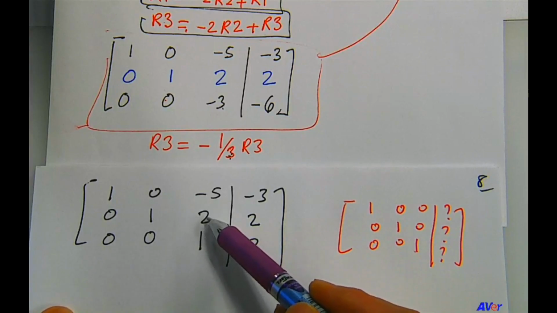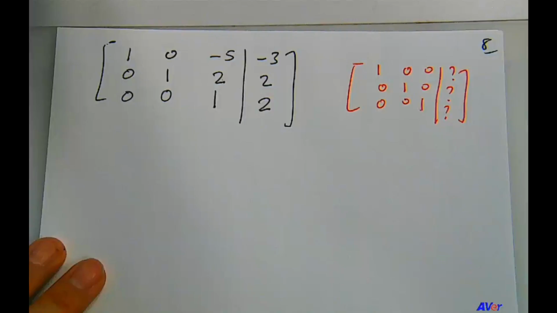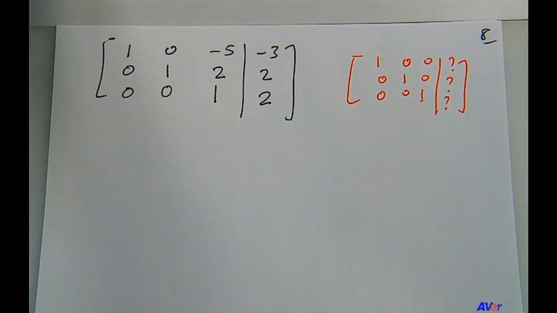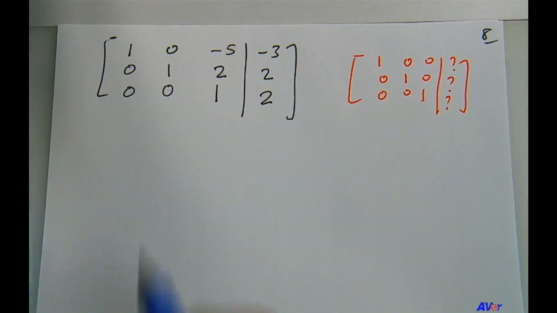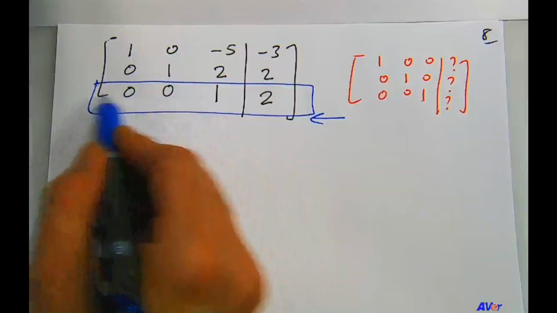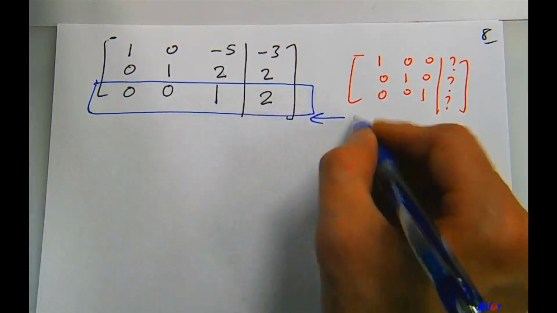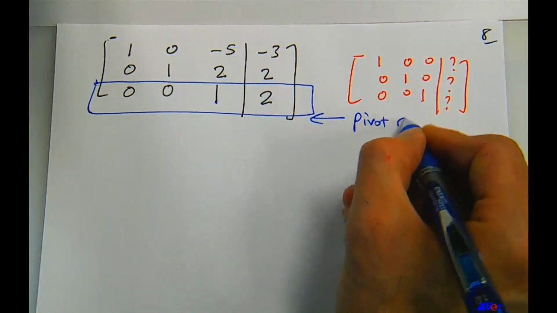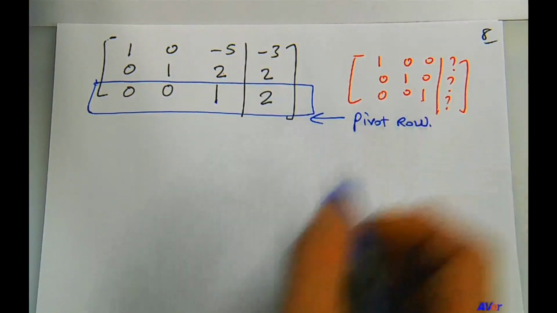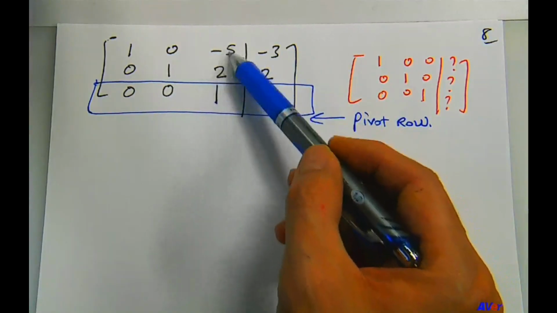Now we need to convert the 2 and negative 5 to zeros, right? Which row, let me ask you this, which row is the pivot row now at this point? If you answered row 3, you're absolutely correct. Why row 3? Because it contains the diagonal 1, the current diagonal 1 that we just got. So this is the pivot row. And why is that important? Because we're going to use the pivot row to convert the 2 and negative 5 to zeros.